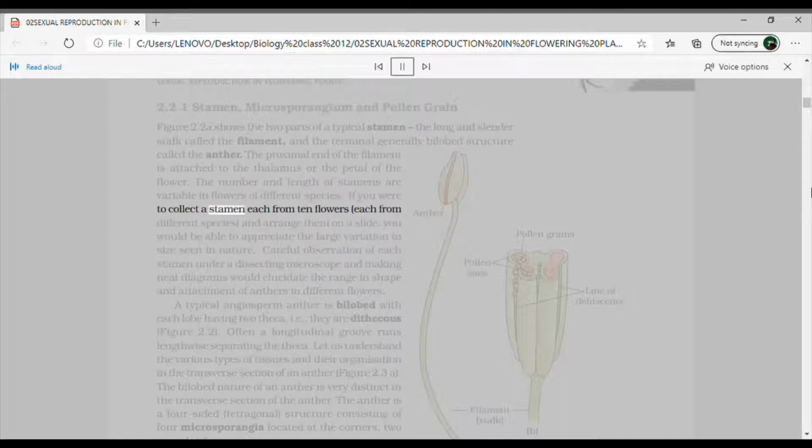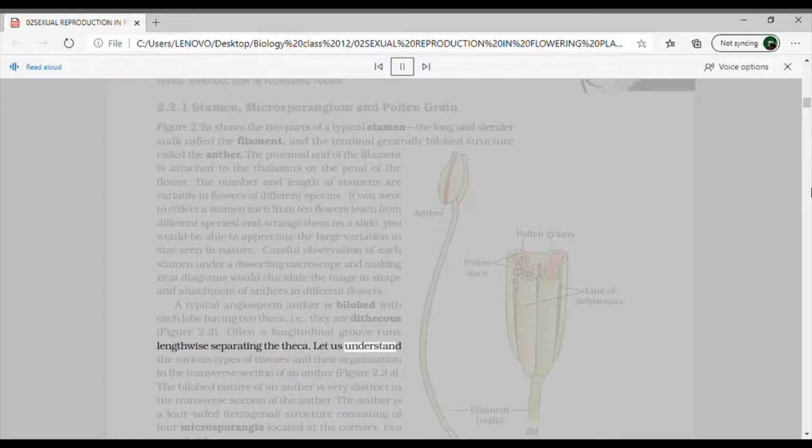If you were to collect a stamen each from 10 flowers, each from different species, and arrange them on a slide, you would be able to appreciate the large variation in size seen in nature. Careful observation of each stamen under a dissecting microscope, and making neat diagrams, would elucidate the range in shape and attachment of anthers in different flowers. A typical angiosperm anther is bilobed with each lobe having 2 theca, i.e., they are dithecous, Figure 2.2. Often a longitudinal groove runs lengthwise separating the theca.